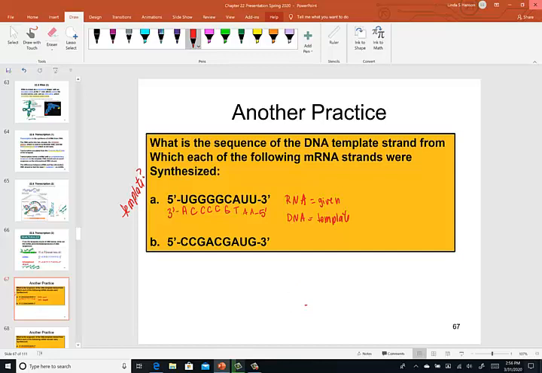Now, let's try the next one. Maybe you want to pause and put your letters down first and then start the video and see if we match. Go ahead and give yourself some think time there. So again, we're given the RNA and we want to write the template strand of the DNA. C codes to G, C codes to G, G codes to C, A codes to T, C to G, G to C, A to T, U to A, G to C.